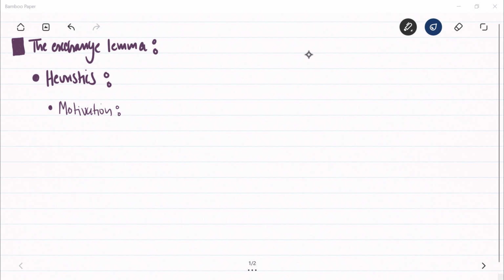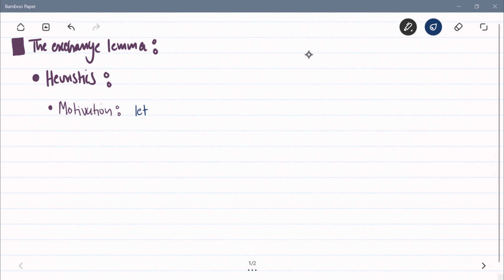So let us start by being a little vague. Let us first state the space we are going to work in. So let us say V be a vector space over some field F.